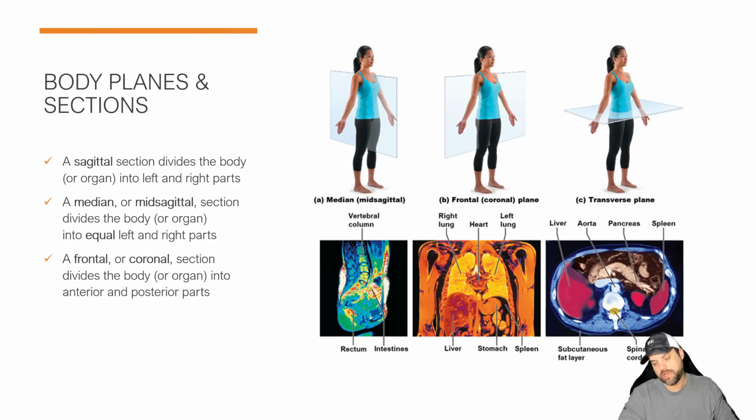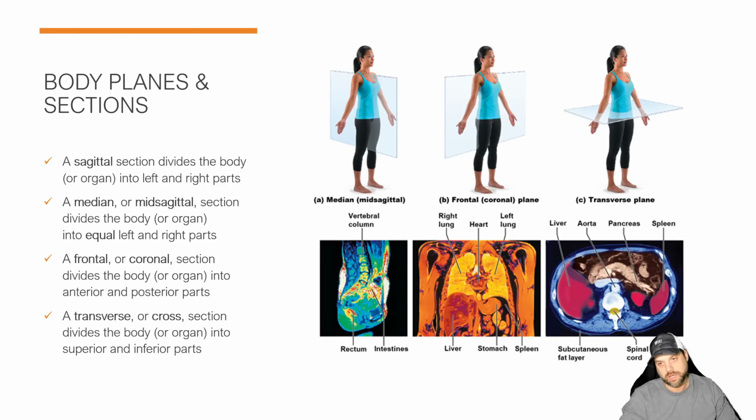You could take a sagittal cut here, sagittal cut here, and it would still divide you left and right, not necessarily equal. A frontal or coronal section is actually going to divide you into the front half and the back half, or a cut that's going to divide you front and back. The way I like to think of this is if you drink a Corona, like a beer or something, you're drinking it from the front, so it's cutting you in the front and the back.